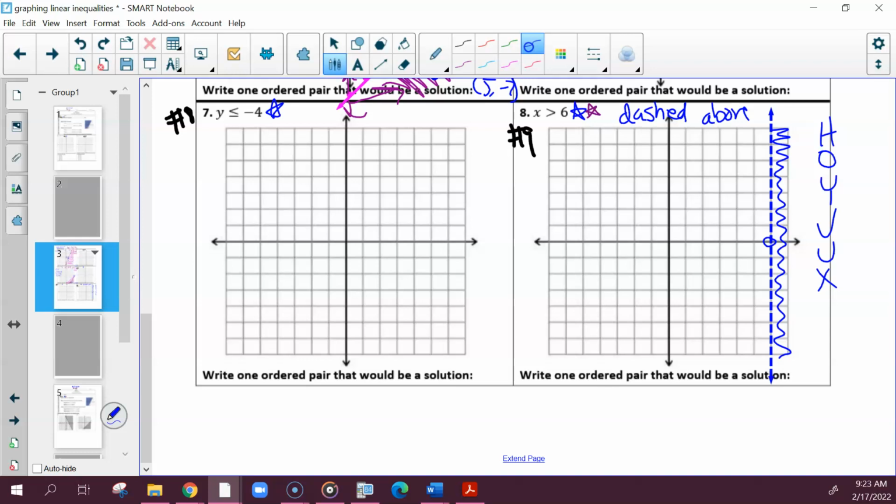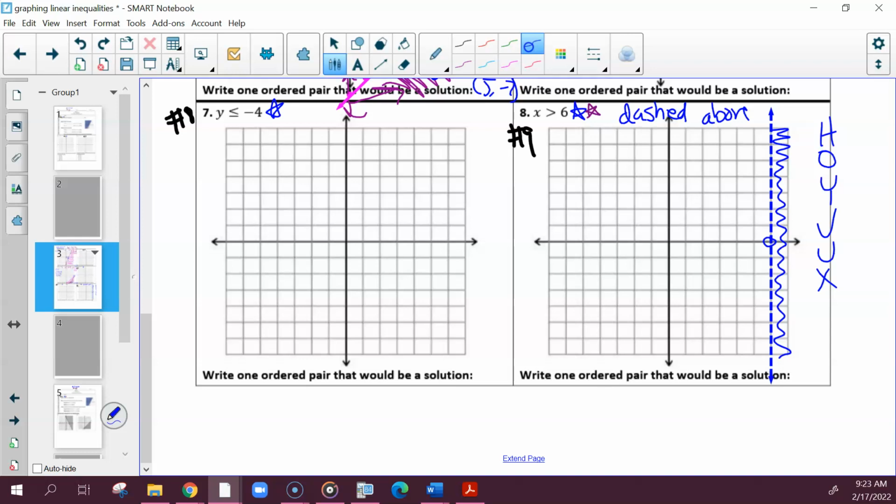Yes, it would keep going towards infinity. And the point needs to be open? Well, this would be an open point because it's not included. I just drew it like that because of the line. Okay, it'd be a dashed line. Someone give me a point that would be a solution, and Lily, what was your question?